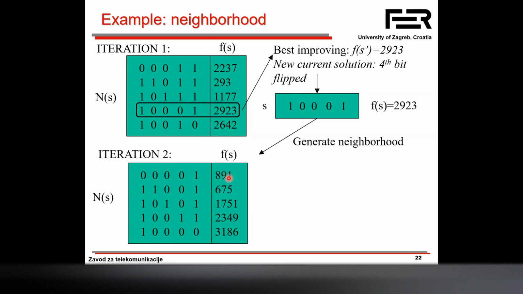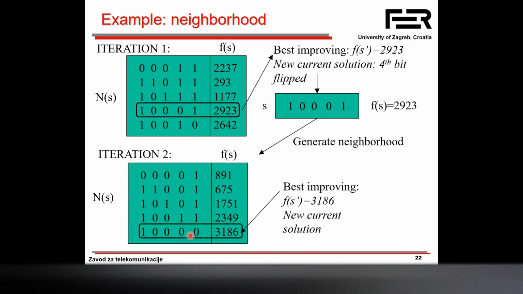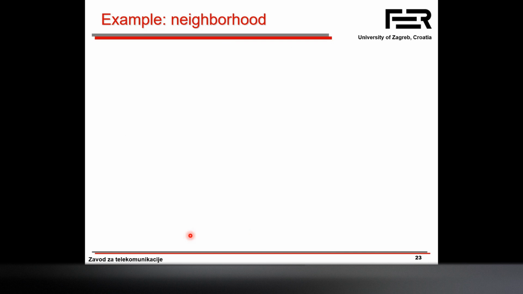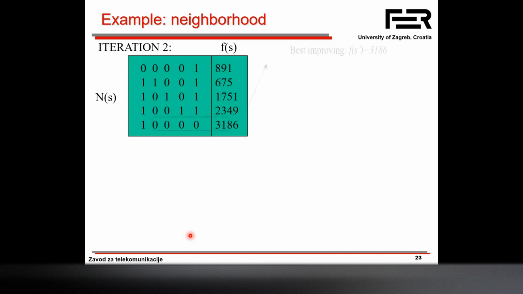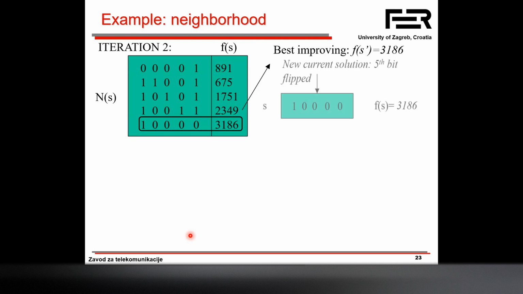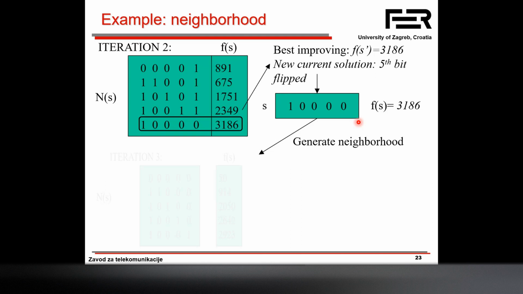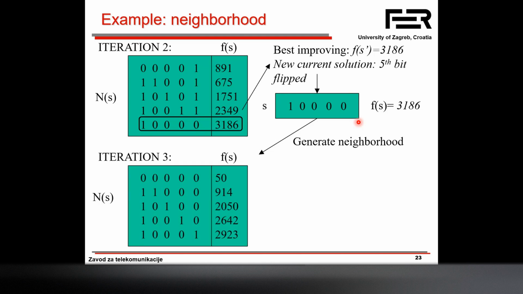Again, we look at the neighbors, look at the evaluation function, and find the best improving neighbor, one that is better than the current solution. It is. So, clicking through this, that new current solution was obtained by flipping the fifth bit. And now this becomes our new solution. Now, again, we generate the neighborhood. We again have 5 neighbors. Now what? What's going to happen now?